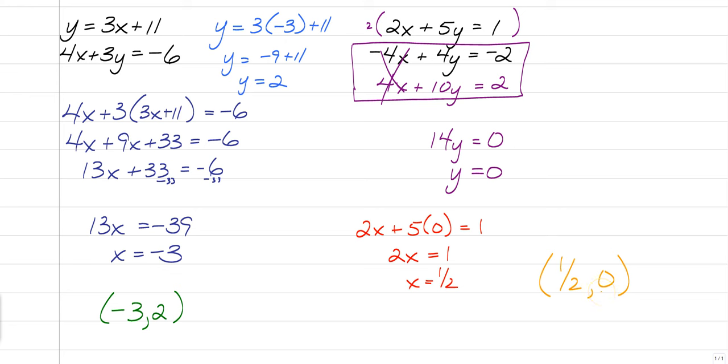Now, one of the things you should do at the end of every system is substitute these answers back into the original equations to make sure your answers are correct. But you should do that for all solving. So if you were to take the negative 3, substitute it in here, 3 times a negative 3 is a negative 9 plus 11, so y is 2. Done. Negative 3 times 4 is a negative 12 plus 3 times 2 is 6. Negative 12 plus 6 is a negative 6. Hooray, it works.